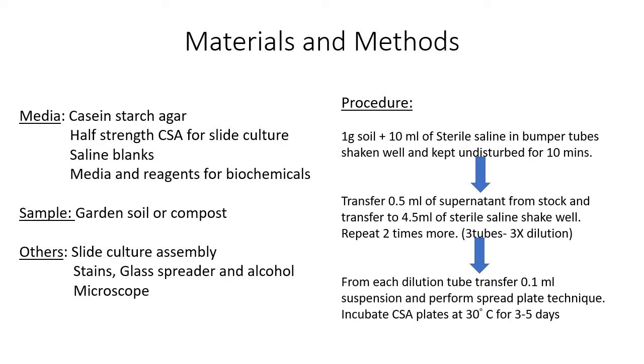Now moving towards materials and methods. So for materials, we need media like sterile casein starch agar, then half strength casein starch agar for slide culture. Now the purpose of using half strength: half strength means you use half of your media components. Okay, so say you need 10 grams of starch, you will use 5 grams of starch in the case of half strength casein starch agar media.